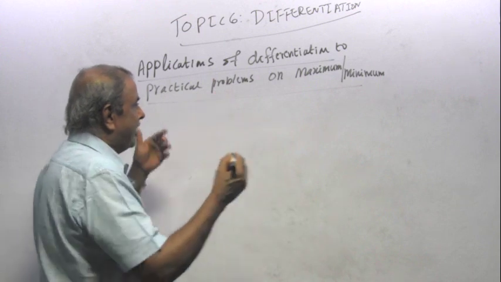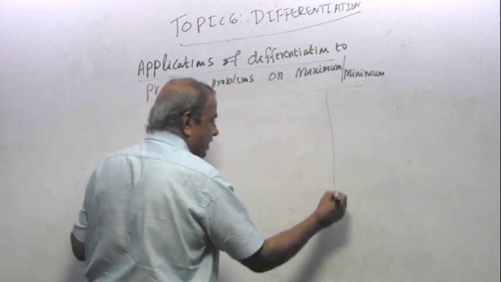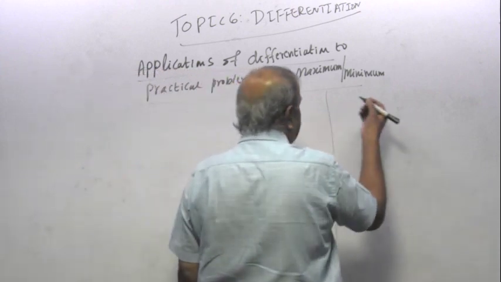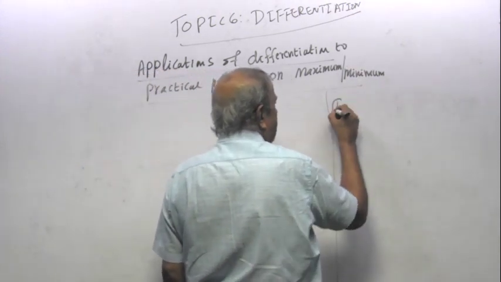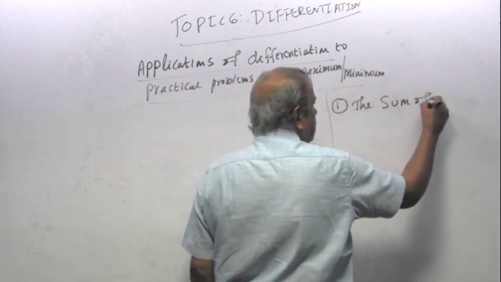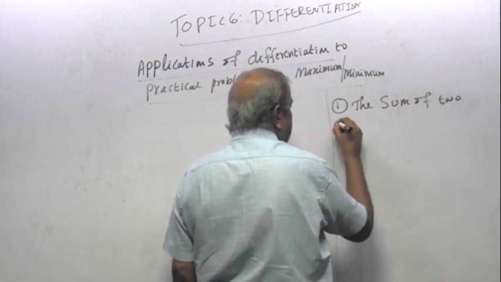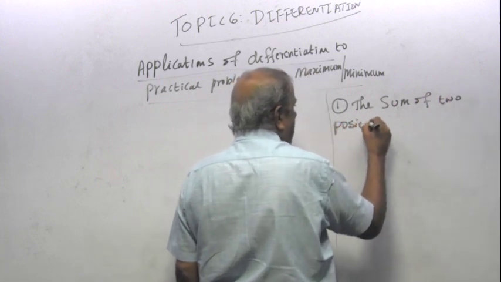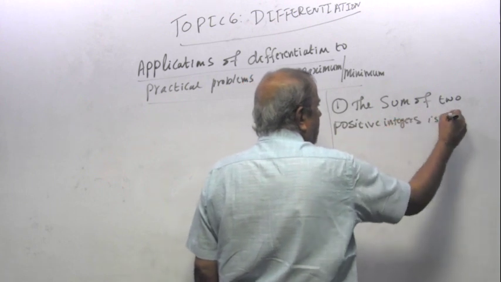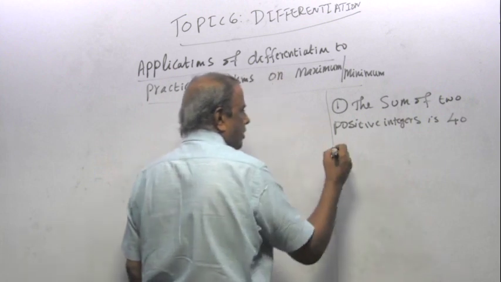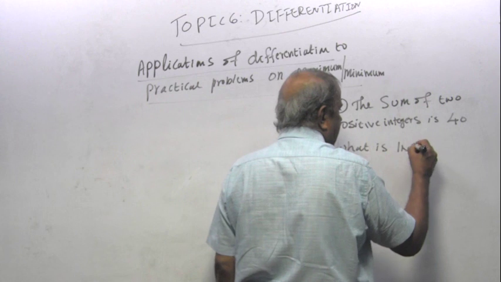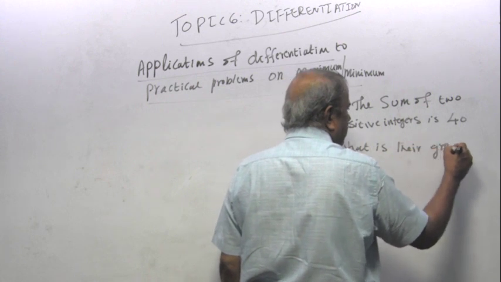Coming back to this, let's take some verbal questions. What I'll do is I'll write the question here and then I'll solve it here. These are typical examples. Number 1: the sum of 2 positive integers is 40. What is their greatest product?